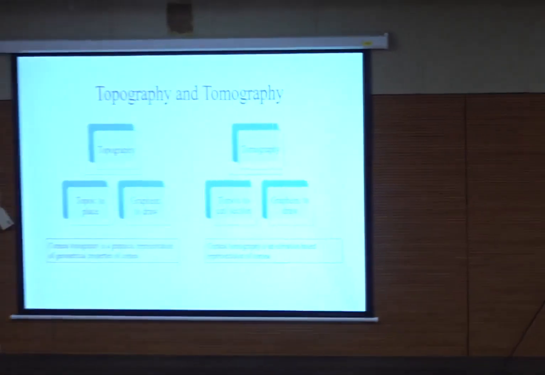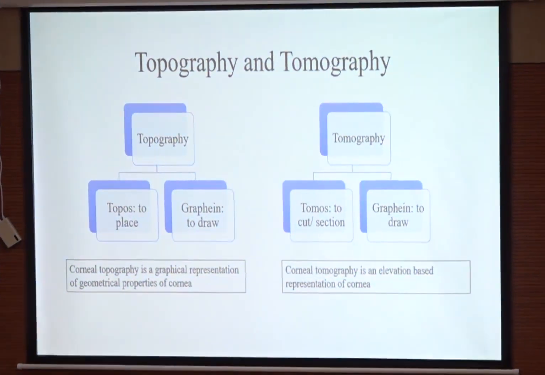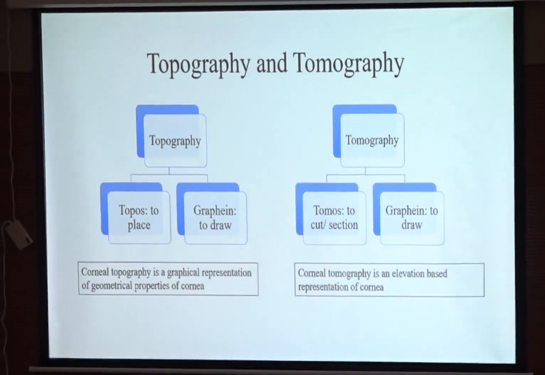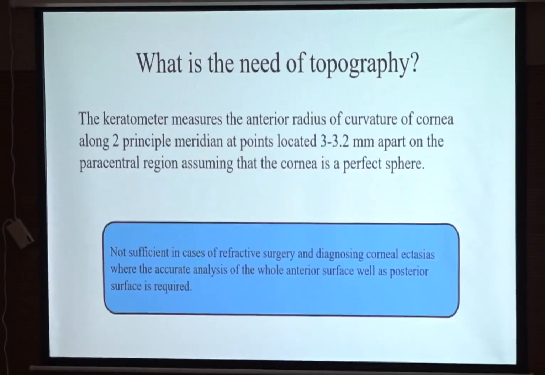The corneal topography and tomography: how to read a normal scan. Topos means to place and graphy means to draw. So a corneal topography is a graphical representation of the geometrical properties of the cornea, whereas tomos means to cut or section. So a corneal tomography is an elevation based representation of the cornea.